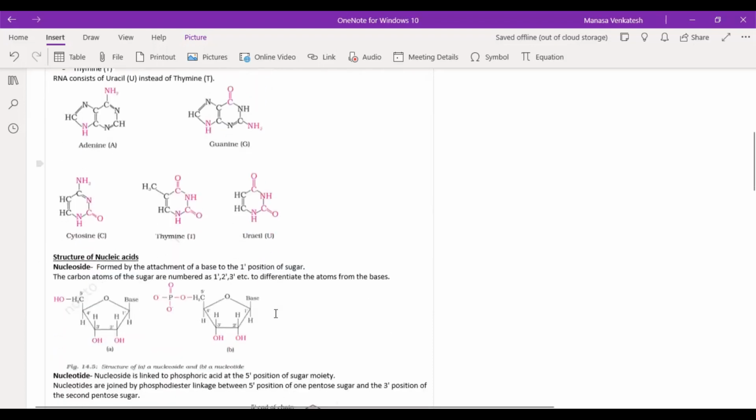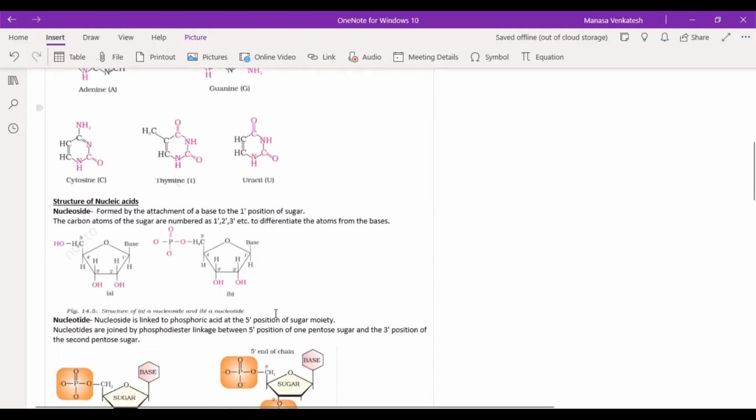The structure of nucleic acids is very important. First of all, you have something called a nucleoside. A nucleoside consists of the attachment of the base to the first position. So at this first position, you have the base attached to it. The reason we are numbering it as 1, 2, 3, and so on is because it makes it easier for us to number the carbon atoms of the ring.